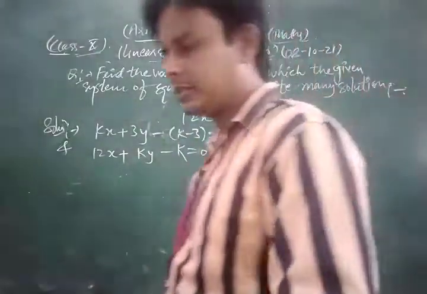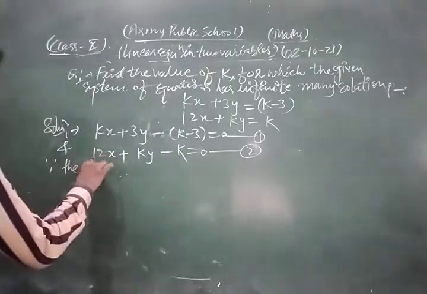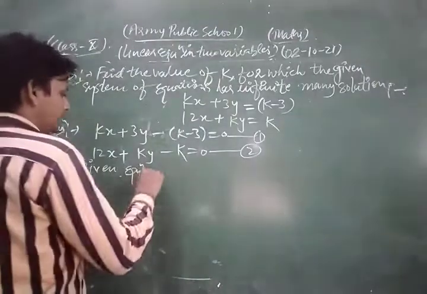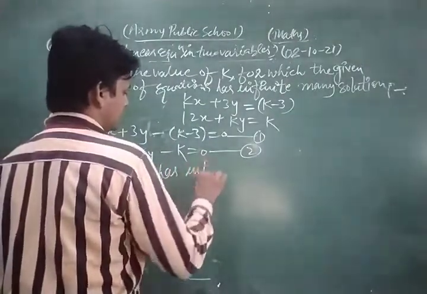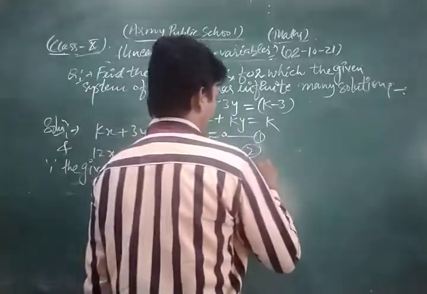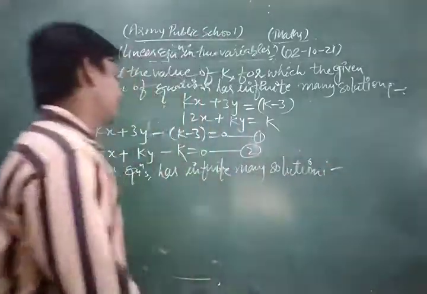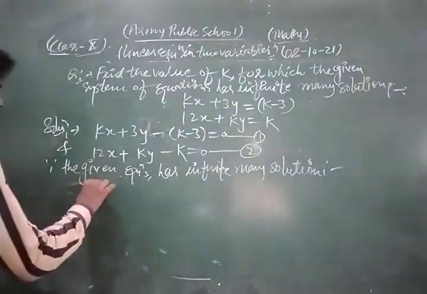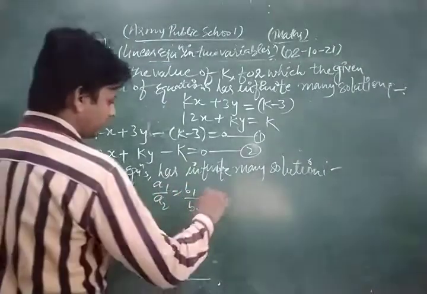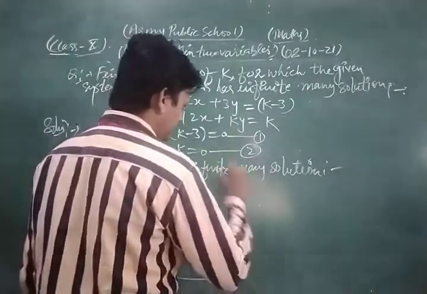Now, since the given system of equations has infinitely many solutions, we apply the condition a1 upon a2 is equal to b1 upon b2 is equal to c1 upon c2.